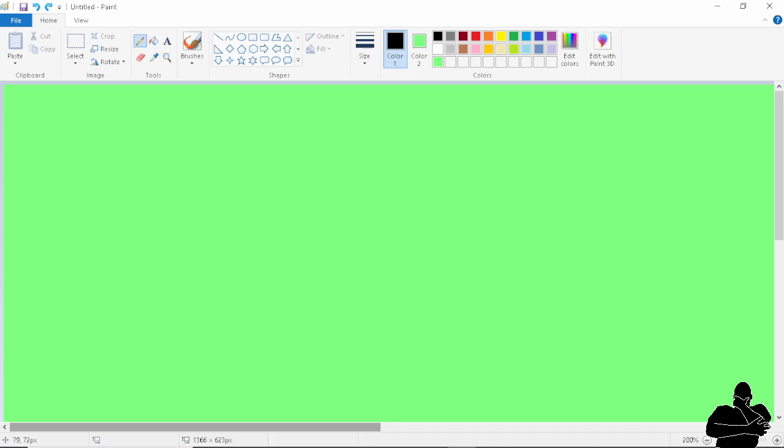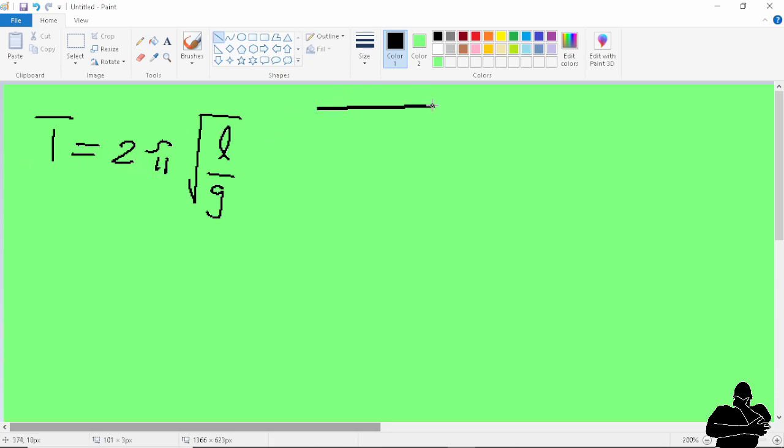In this video, we will be deriving the equation T equals 2π times the square root of L over g, where T is the period of oscillation, L is the length of the pendulum cord, and g is gravitational acceleration. Now, how do we get to this equation? Well, let's draw some diagrams.